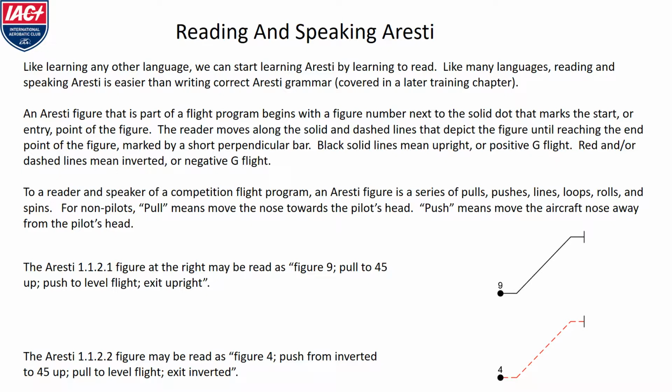The Aresti 1.1.2.1 figure at the right may be read as Figure 9, pull to 45 up, push to level flight, exit upright. The Aresti 1.1.2.2 figure may be read as Figure 4, push from inverted to 45 up, pull to level flight, exit inverted.